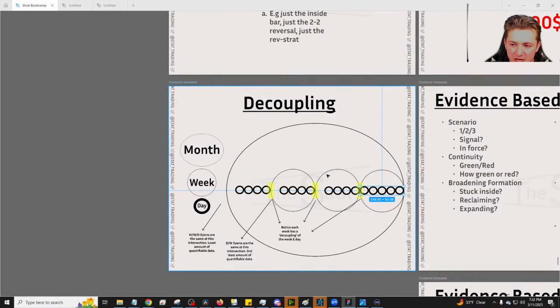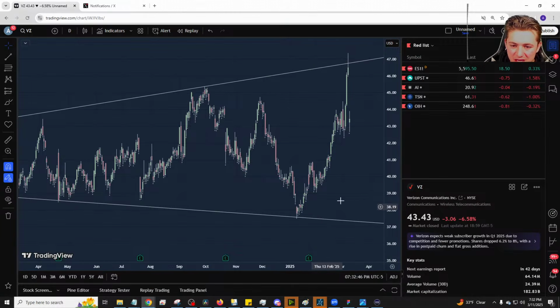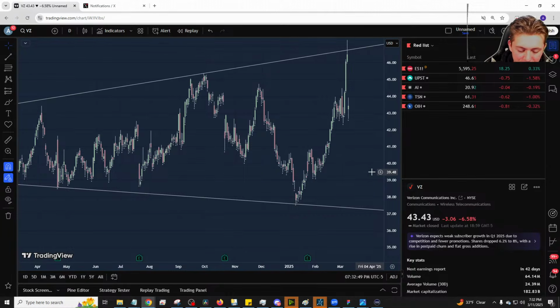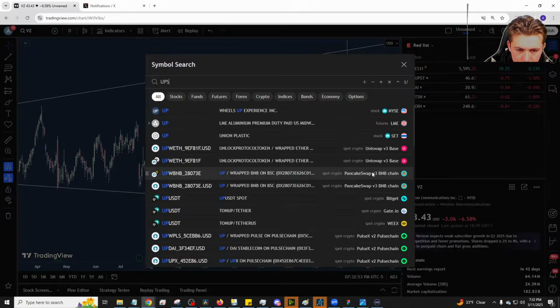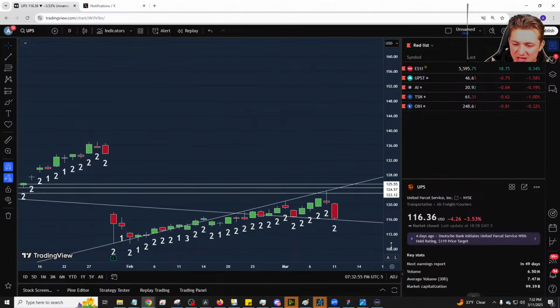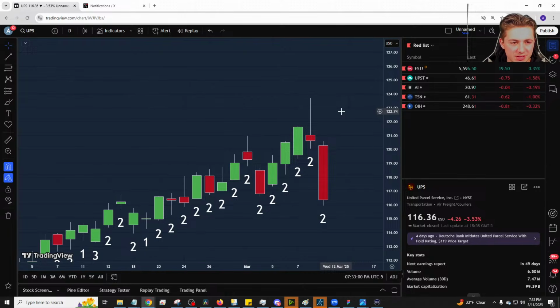As far as examples of uncoupling, we look for reversals that occur on the uncoupling. So for example, UPS, we had the uncoupling, or actually, uncoupling is in reference to the month, week, day, and 60, right? Decoupling is when you have a time frame separate from another. So I'm going to be talking about decoupling. I don't have specific uncoupling examples right now. I think I have one I'll show you in a second.